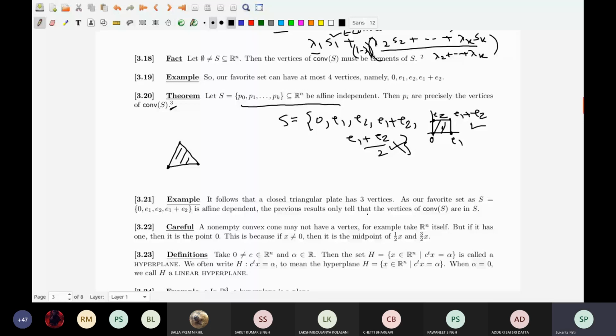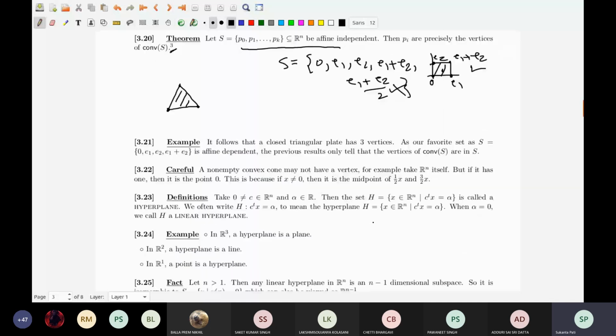A non-empty convex cone may not have a vertex. For example, if you take the whole Rn itself, it is a convex set and it is a cone. Remember, by definition, a cone means whenever you have a non-zero point in the cone, then any non-negative multiple of that point should be in that set. So Rn satisfies that, so Rn is a cone. But Rn does not have a vertex. So it is not that every non-empty convex cone should have a vertex. But when it has one, it has to be the point 0.